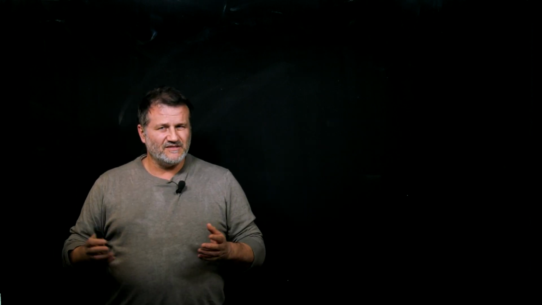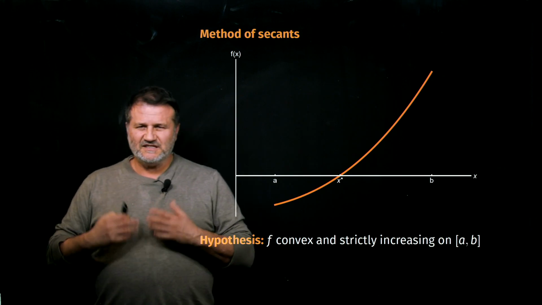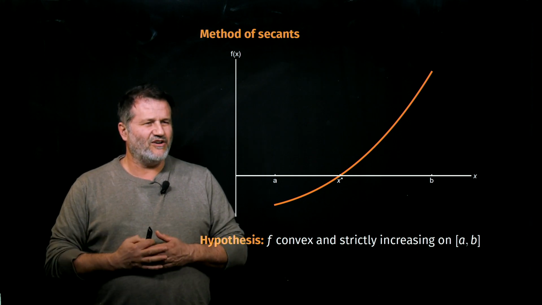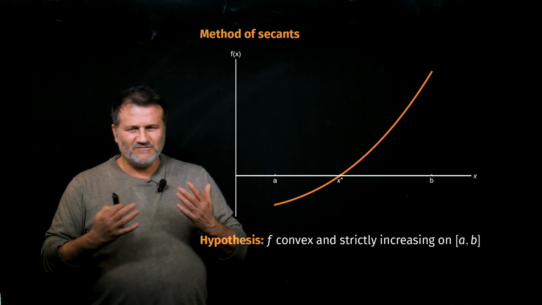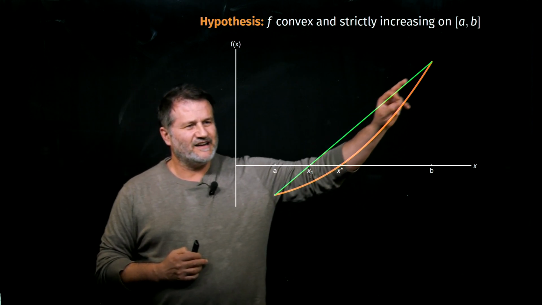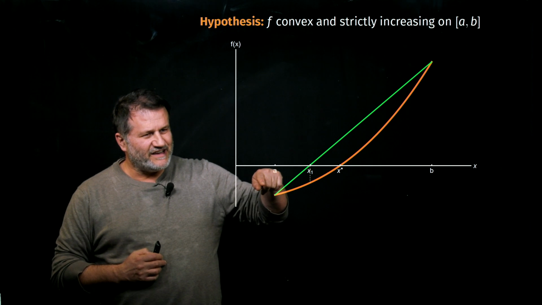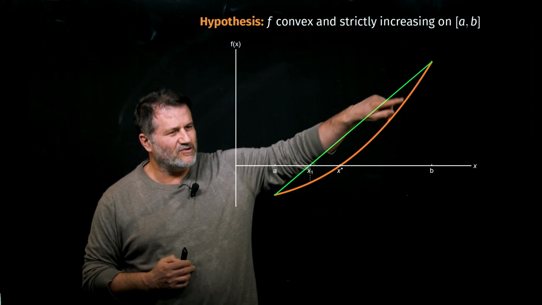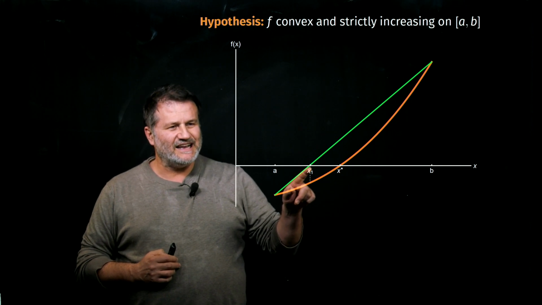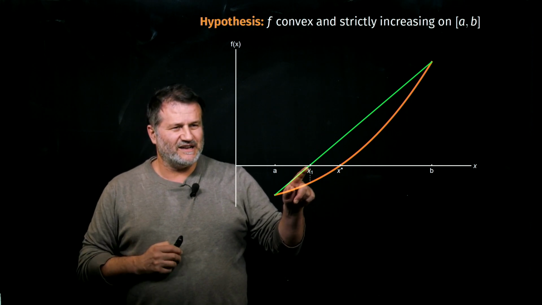A dual method to the Newton tangent method is the method of secants. It is still based on convexity, but it does not require the derivative of f. Now, let's see what the idea is. Take the chord joining the initial and final point. Now, we know that by convexity, the function f is below the green line here. Take the point where the green line intersects the x-axis, so where this is 0.